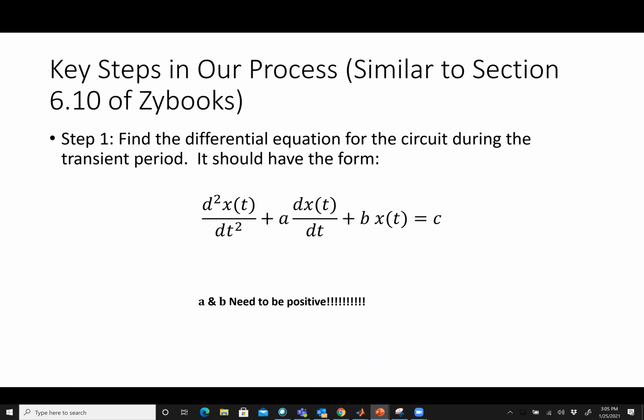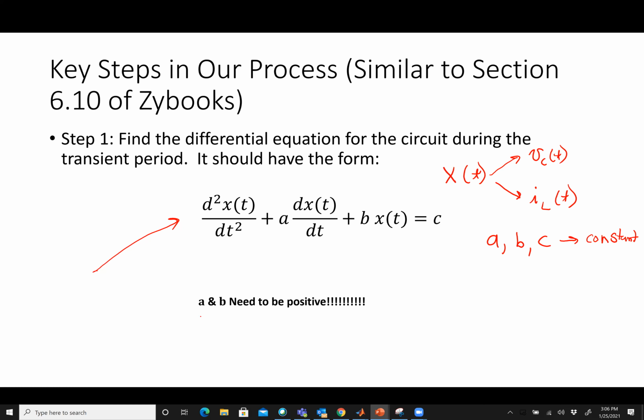So step 1 is basically to say I should be able to look at a circuit and I should be able to find a differential equation in this form, where X can be essentially one of 2 different things. X of t is the variable I'm concerned about. It can be a capacitor voltage or it can be an inductor current. Now, A, B, and C are all constants.